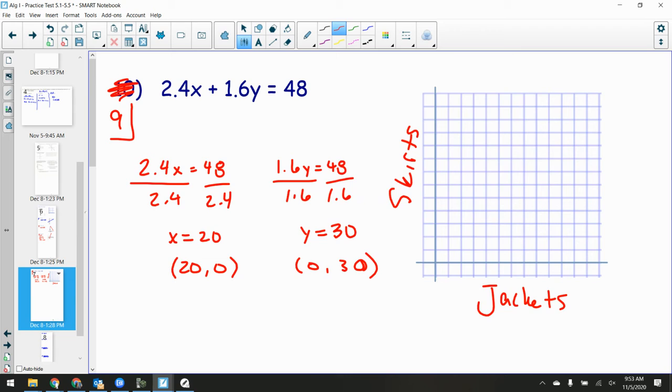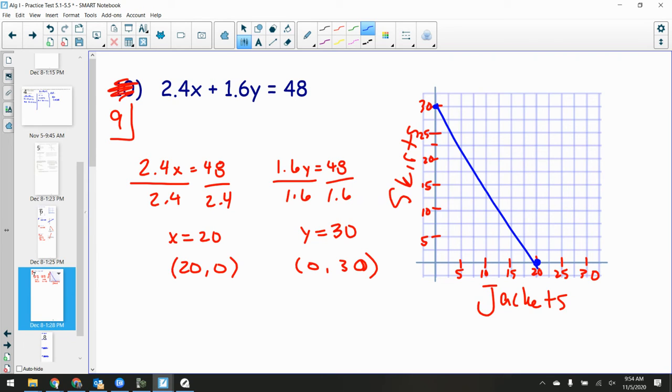Another thing, if I give you a graph that looks like this, show your intervals, right? Maybe if we're going by fives, I'll go 5, 10, 15, 20, 25, 30. Okay, well that means this intercept is at 20. This intercept is at 30.